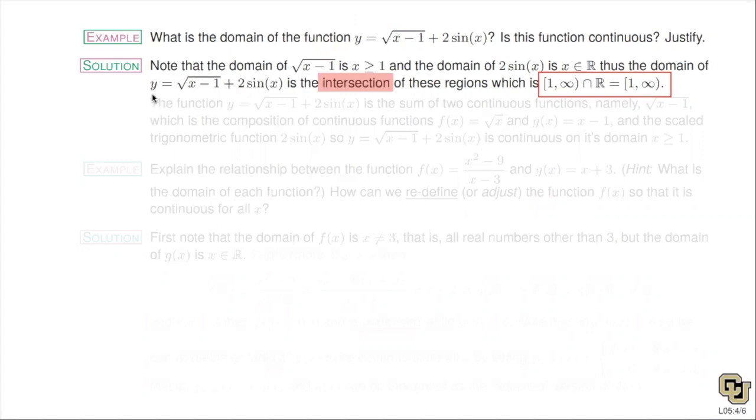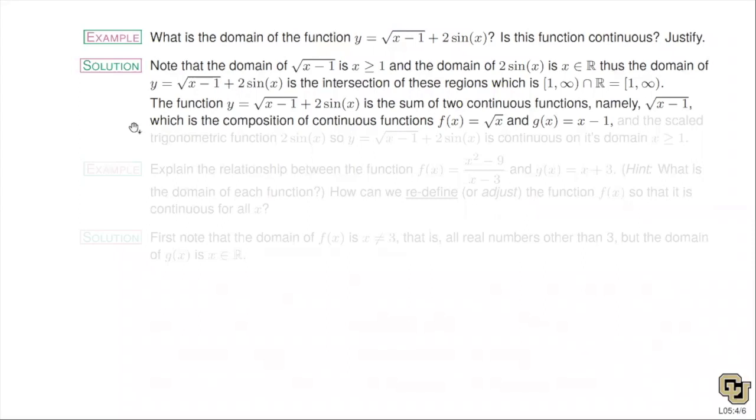So now here's my explanation as to why this function is continuous on that domain. So basically the explanation is to use those theorems that we had before, that the square root of x minus 1 plus 2 sine of x is in fact the sum of two continuous functions. And so now I'm going to discuss why each of the functions is continuous. So square root of x minus 1 is a composition of continuous functions. It's the composition of square root of x and x minus 1. So that's why it's continuous.